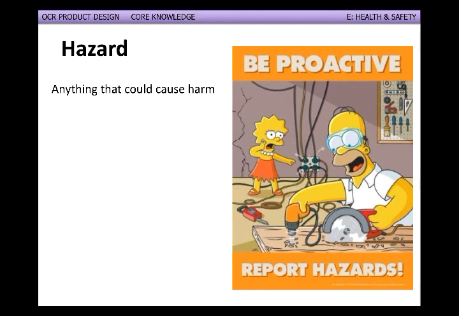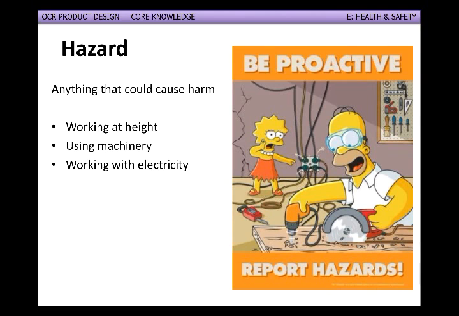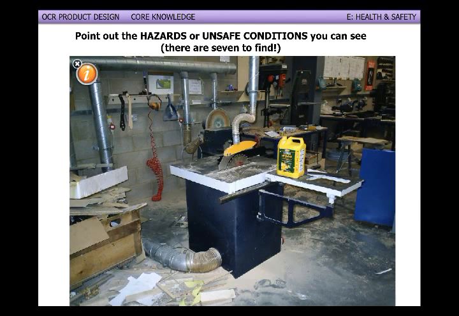A hazard is anything that could cause you harm. That would involve things like working at height on a ladder, using machinery like a pillar drill or a bandsaw, but also working with electricity if you're wiring up a building. For example, we've got a fairly standard workshop here. Just pause the video now and see if you can identify a few things that are wrong with it, things that might cause a hazard.